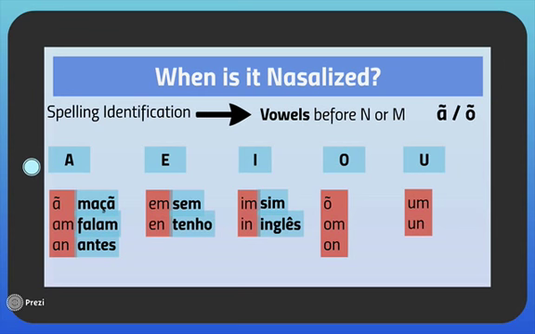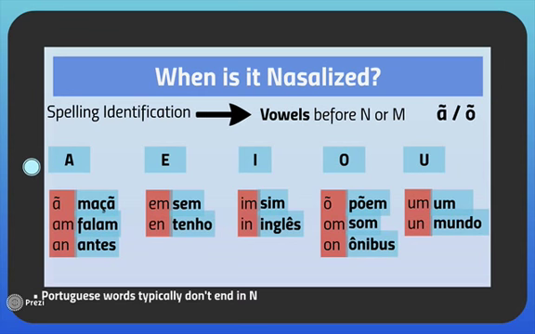For O, just like A, we have 3 spellings: õ, OM, and ON, like in the words põe, som, and ônibus. Lastly, for U, we have 2, UM and UN, with examples um and mundo. Just so you know, it's pretty rare for words in Portuguese to end with the letter N. They exist, but mostly for technical or scientific words, so you'll mostly see the nasalized sounds with N in the middle of the words. Either way, it's pronounced the same.